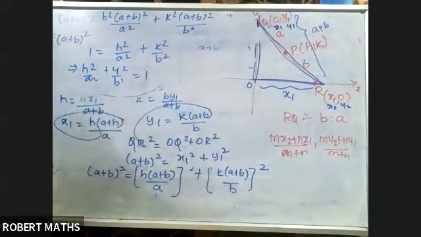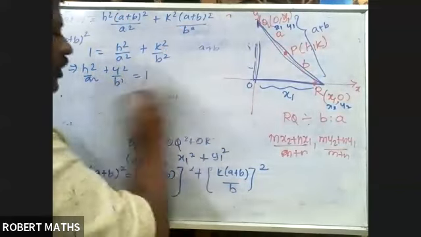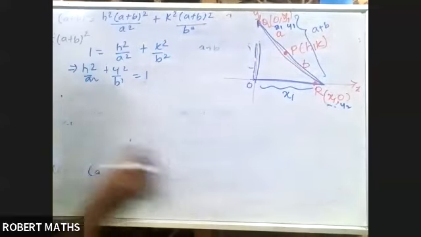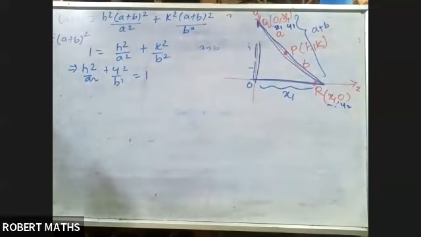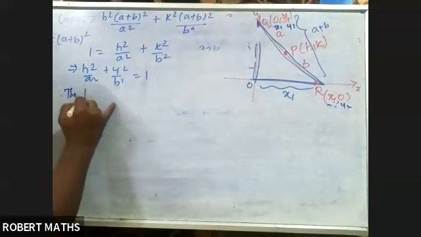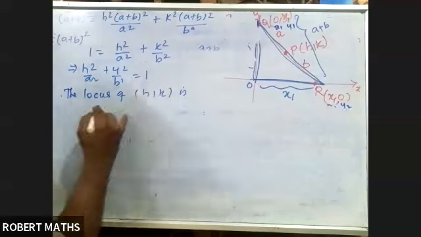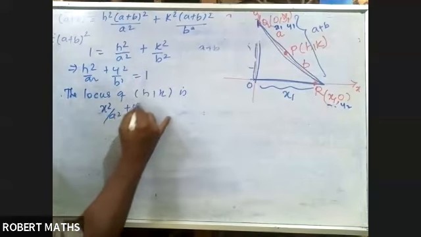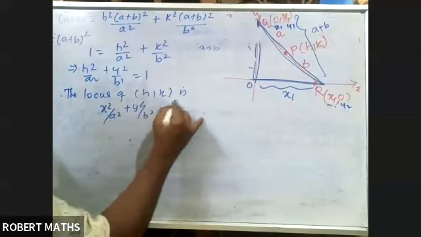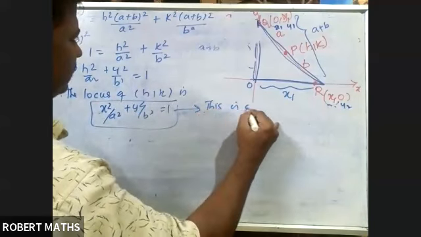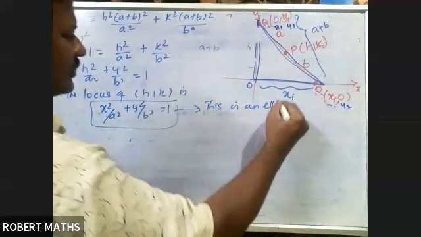The final step: what do we have to write? The locus of (h, k). You have to replace h, k by x and y. Now the equation becomes that. The locus of (h, k) is x square by a square plus y square by b square equals 1. Please take this down.